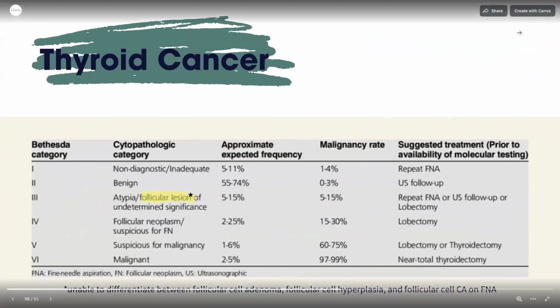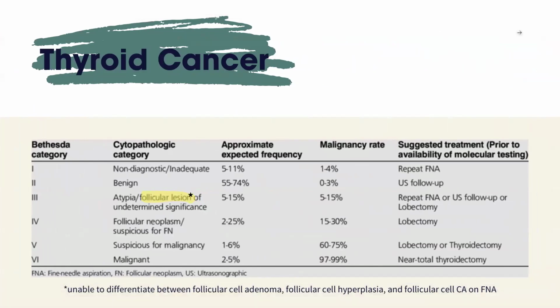So we'll just review the Bethesda criteria. So Bethesda 1, this is non-diagnostic, and you'll want to repeat your FNA. Bethesda 2 is benign, so you can just follow up with ultrasounds. 3 is where you'll get atypia of undetermined significance or follicular lesions of undetermined significance. Per the guidelines, you can either repeat an FNA or do ultrasound follow-up or lobectomy. Per BTK, most likely what would be the correct answer on the exam would be to repeat the FNA.